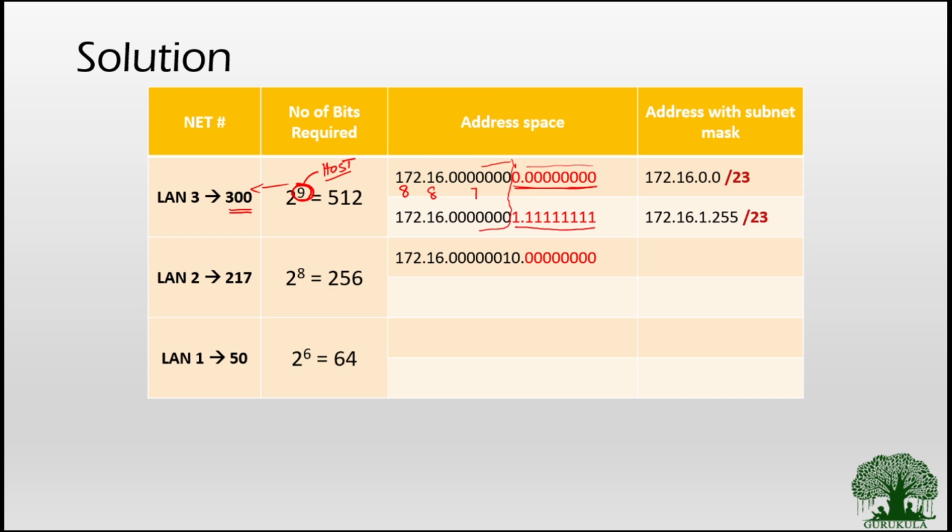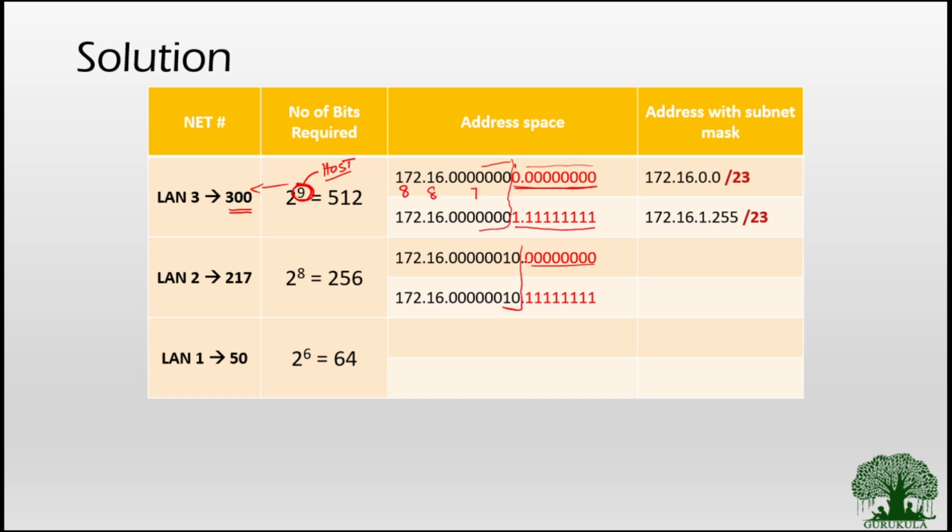Similarly for the next one, you can see that I am going to use 8 bits to represent the host, because using 8 bits in the host part will give us 256 host addresses. So I am using 8 bits over here. This is my starting address, and this is my ending address.